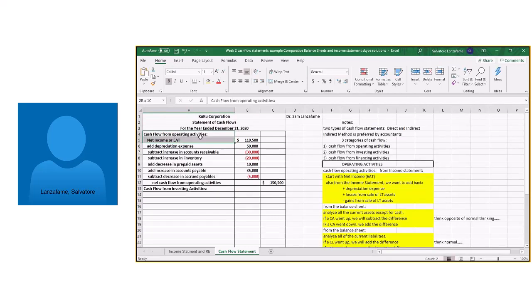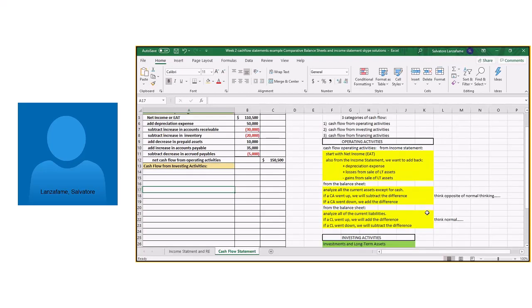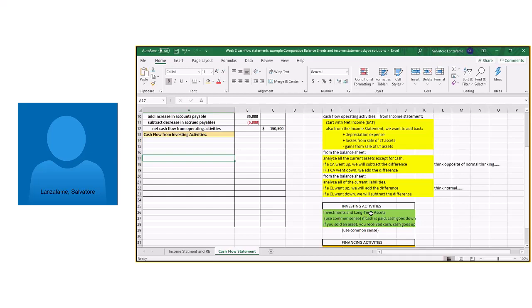Okay, so I like colors, so let's put this one in, and then we'll do that one in the same heading color. Okay. So now cash flow from investing activities. So let's look at the instructions. Investing activities deals with investments and long-term assets. Use common sense. If cash is paid, remember this is a cash flow statement. We're trying to track what happened to cash. So if we bought equipment and paid cash, our cash goes down. If we sold the equipment and we got cash in the sale, our cash goes up.